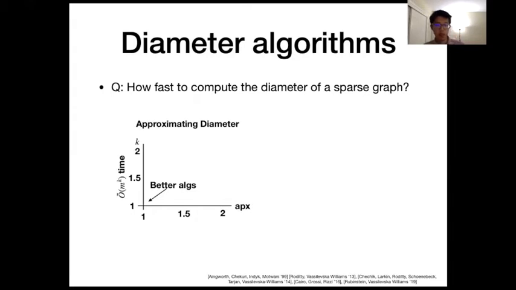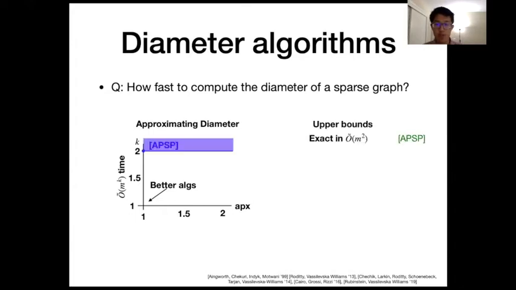So we're going to put our algorithms in this picture, which will come up throughout the talk. So you want to orient yourselves. On the horizontal axis, we have the approximation ratio. And on the vertical axis, we have the runtime exponent. And obviously, we want faster algorithms and better approximations. So we want algorithms that are down and to the left.